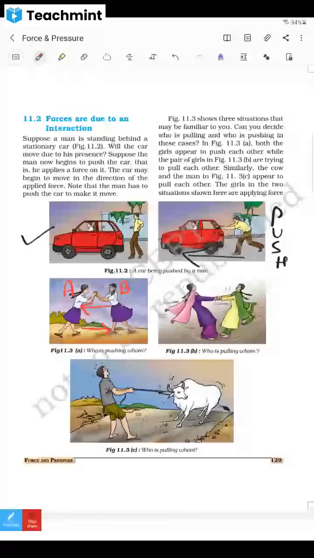Yes or no? Pushing means you understand this, sir. Girl A is pushing girl B and girl B is pushing girl A. So that thing is known. Now who is pulling whom? Now this yellow color salwar kameez she is wearing, she is trying to pull the other woman, and this other woman is pulling this other.